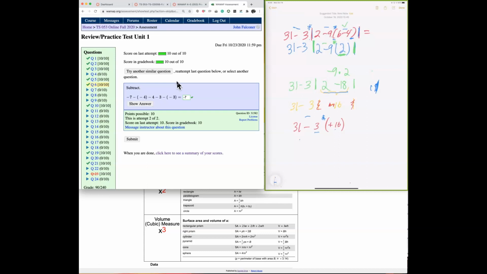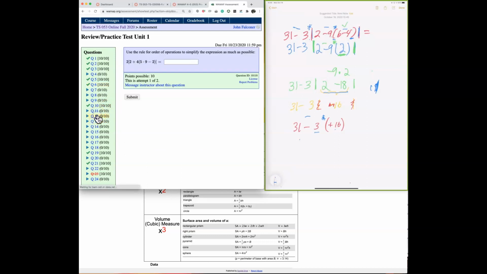And where are we now? Q12. Let's take a look at this. I was trying to group these together so that it would be more efficient. So here we have 2, square bracket 2, plus 4 times 5 times 9 minus 2, parenthesis, square bracket. What's that equal to?